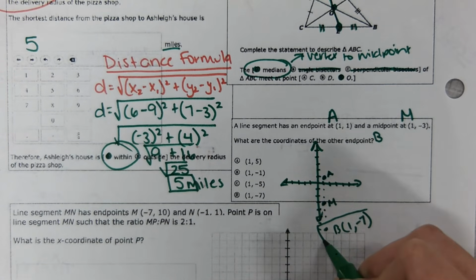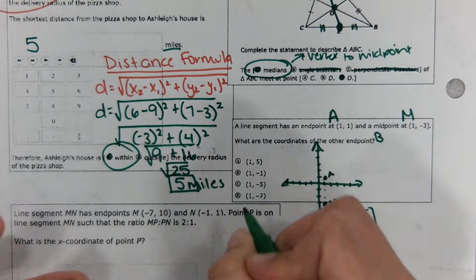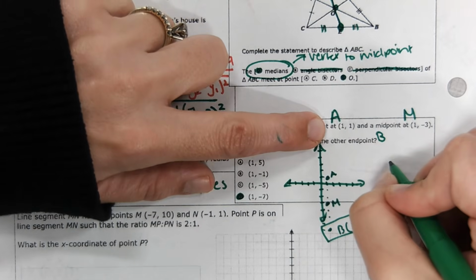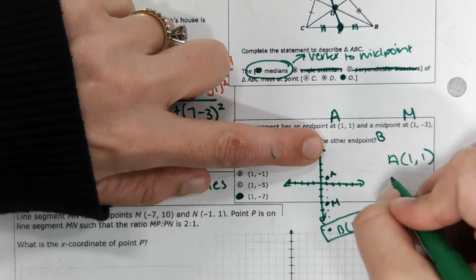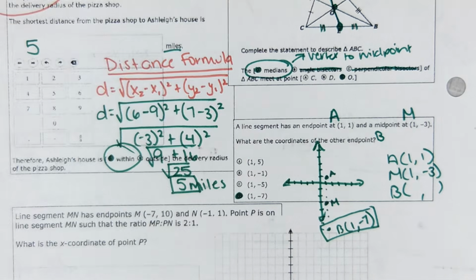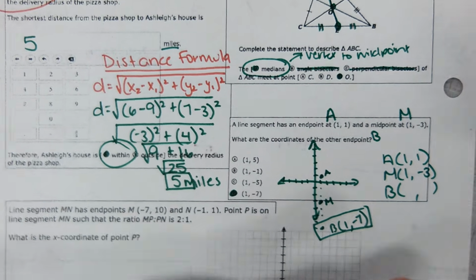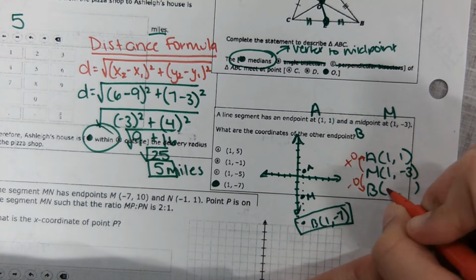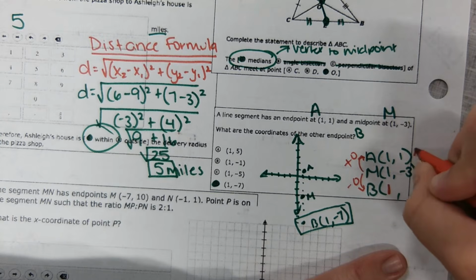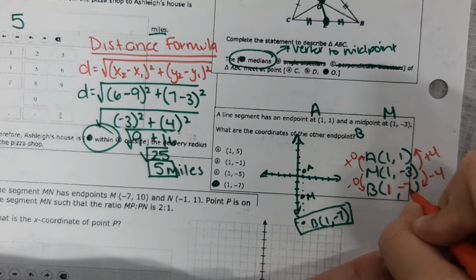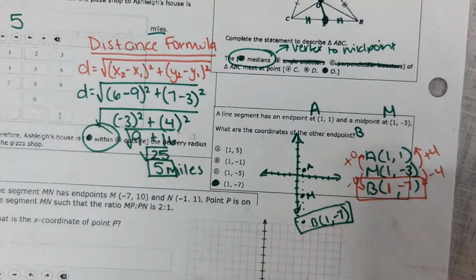So you could figure it out that way just by graphing. Or you could also figure it out using the math. So if we say A is at 1, 1, the midpoint is at 1, negative 3, and then we have to figure out the missing endpoint. So we can look at the difference between these numbers, like between 1 and 1, that would just be plus 0. So we could just minus 0 to get 1. And then here, this is going up 4, so we got to go down 4, which would be negative 7, which is the same thing that we got by graphing.